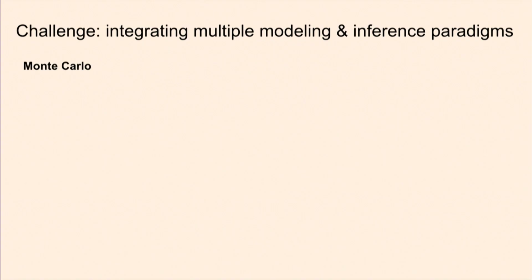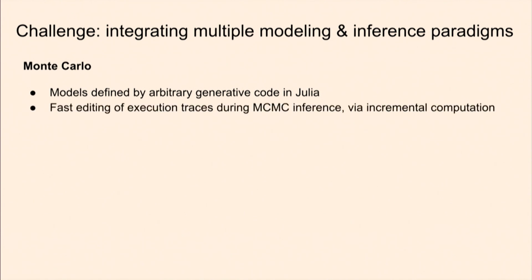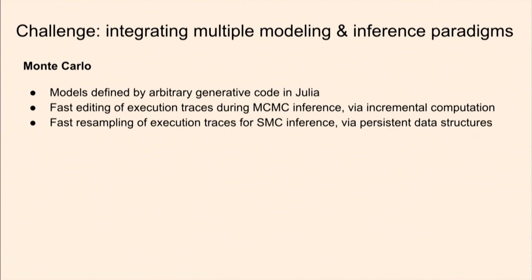So now, talking a little about Gen's internals. One of the problems that I mentioned, or one of our goals, was how do we integrate multiple inference and modeling paradigms. Examples of these different types of paradigms are, in Monte Carlo, we might want to work with arbitrary generative code in Julia. Doing that efficiently might involve fast editing of execution traces for MCMC. And maybe if we want to do custom SMC, we need some way of doing fast resampling of execution traces.